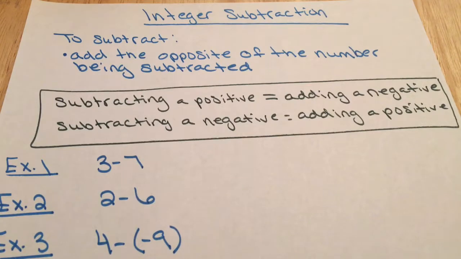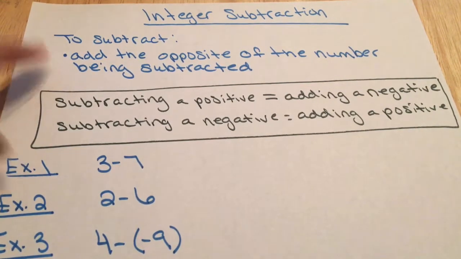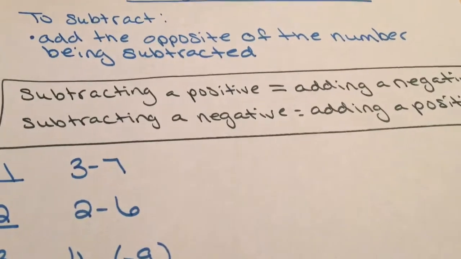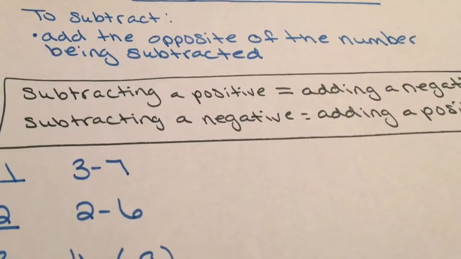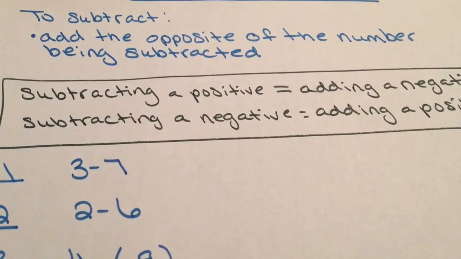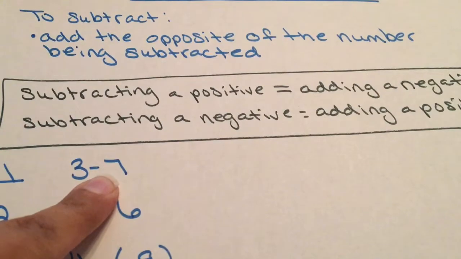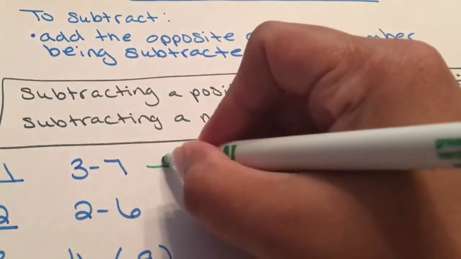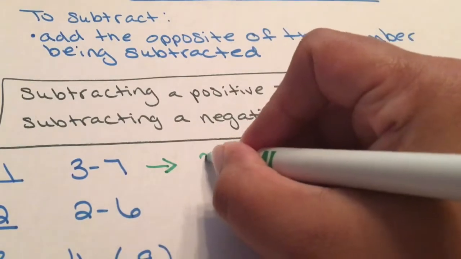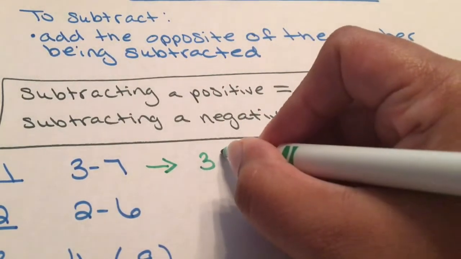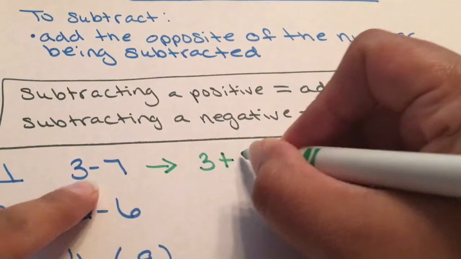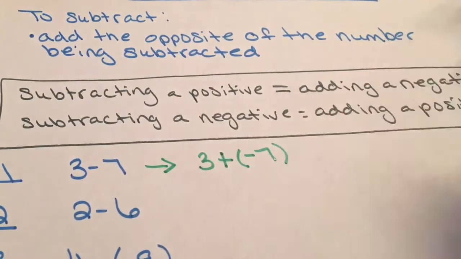So if we look at our first example, 3 minus 7. Well, again, our only step tells us to add the opposite of a number. So what I'm going to do is rewrite this equation completely. So instead of 3 minus 7, we said that when we subtract a positive, it's like adding a negative. I'm now going to make this new expression, and instead of the subtract, I'm going to put add and a negative 7.